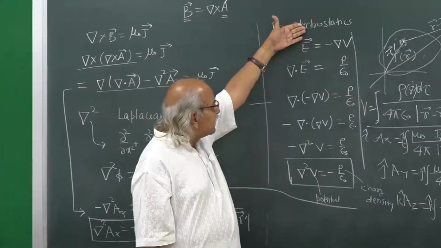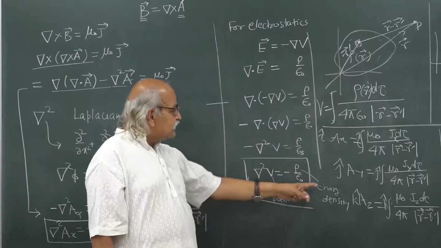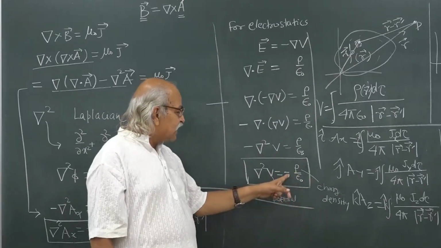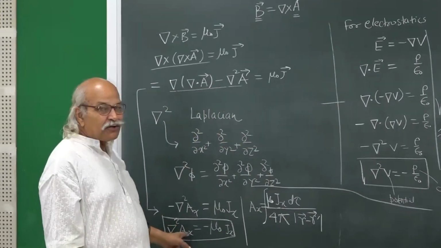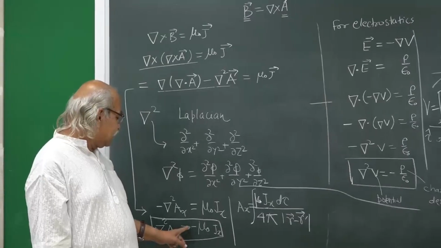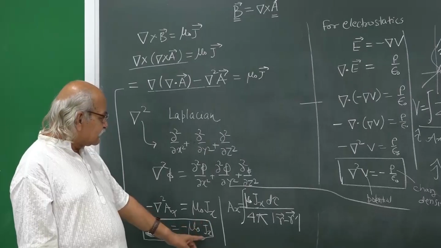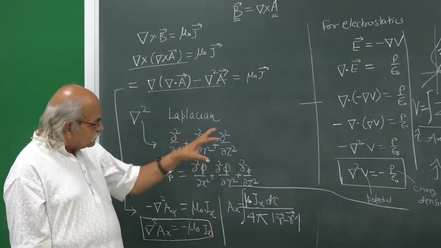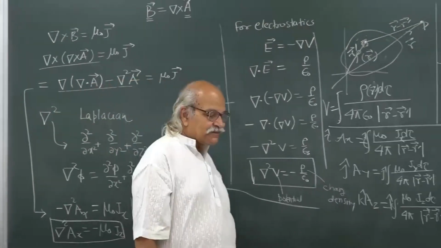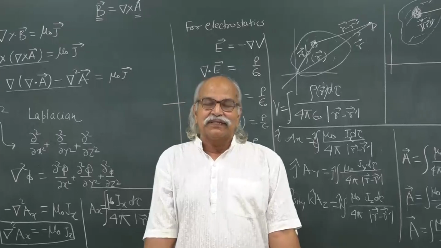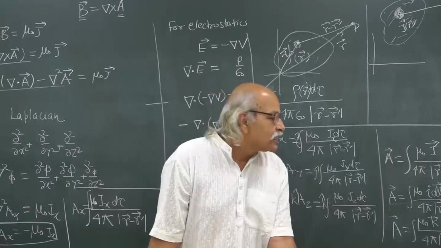And this same del square of a scalar field is equal to some distribution, that also comes in electrostatics, and there we saw that del square of electric potential is charge density by epsilon naught with a negative sign, and here it is del square of the x component of vector potential, again minus mu naught times the x component of the current density. So, this similarity in the mathematical structure gives us an easy way to find the vector potential if the current distribution is given. And what is that?